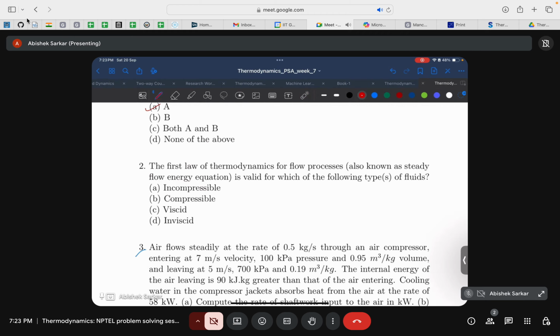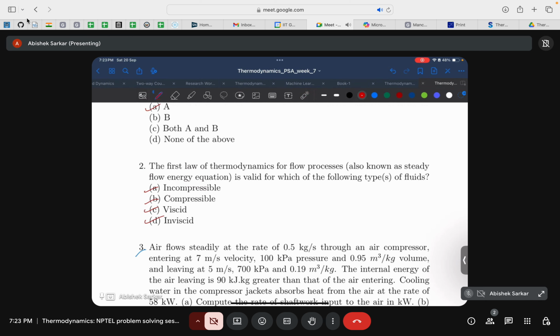So if you look into it, you will see that while deriving the steady flow energy equation, we have not made any kind of specific approximation or type of fluid. So that's why this steady flow energy equation is valid for all these cases. That's why all these options are correct.